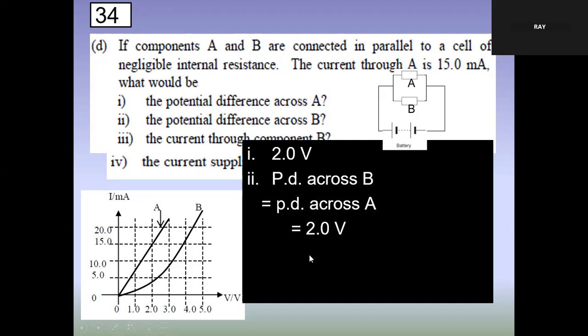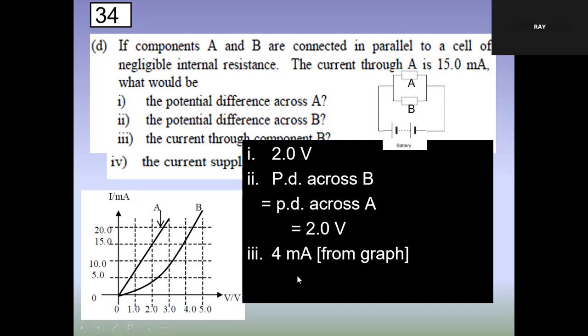Current through the component B. Read from the graph also. Estimate from here. 2 volt across A and B. So it's 2 volt, so it's 4 milliampere from the graph.